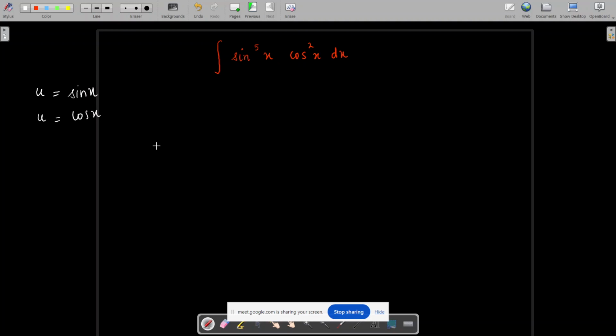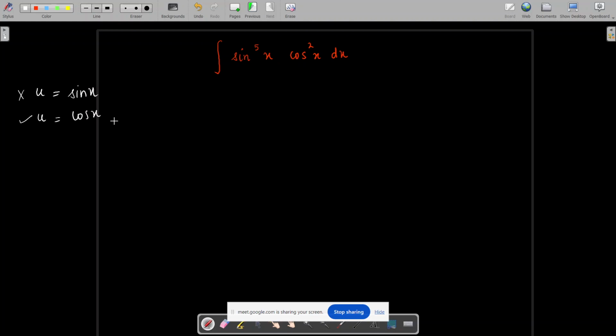Okay, so let's try both the methods. What's the worst that can happen? We'll get stuck and then we'll choose. Oh wait, I realized something. U equals cosine x, that would give minus sine x. I'm substituting that, I have sine x and minus sine x, so that's going to work better, and the other one will not work better.